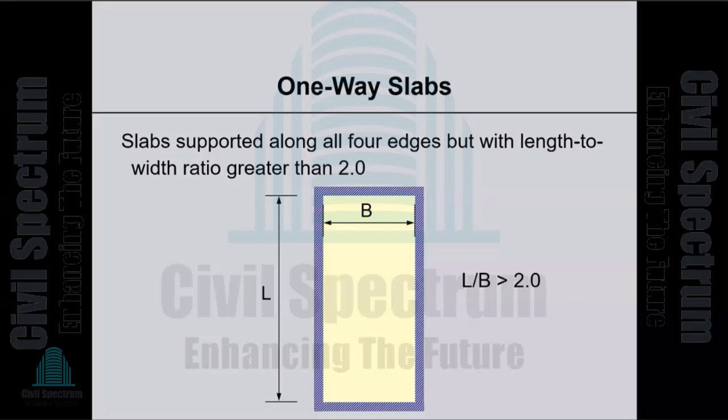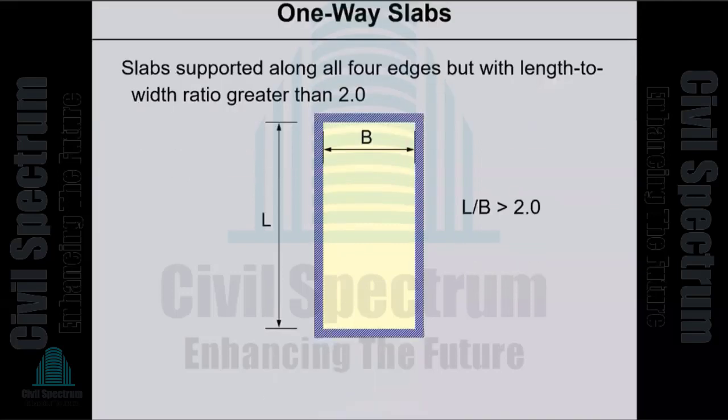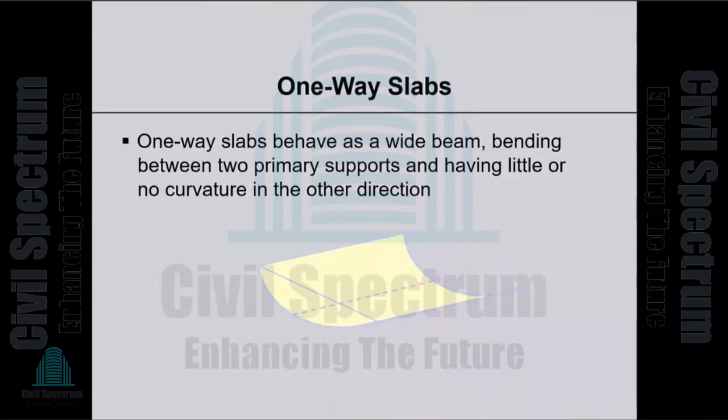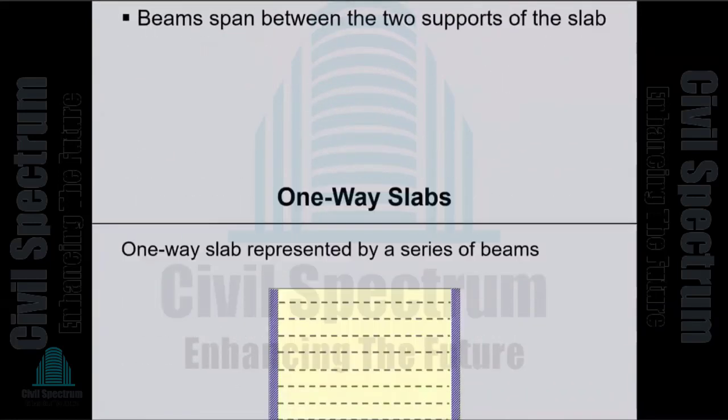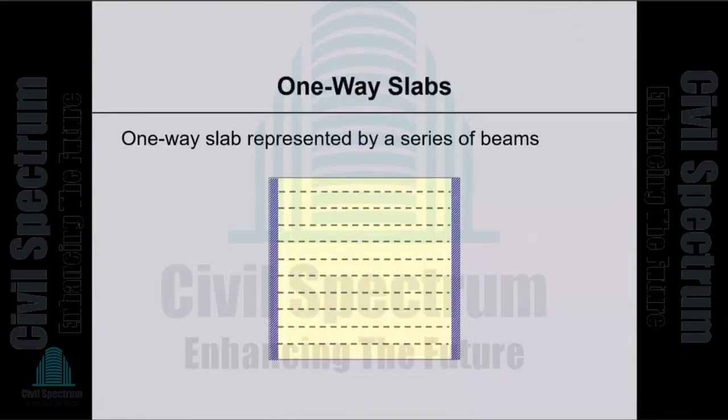Now, when the long dimension to short dimension ratio exceeds 2, the long direction bending becomes almost irrelevant. Very little load is transmitted by bending in the long direction. Almost all the load is transmitted by bending in the short direction. And then we treat this slab supported on all four sides as a one-way slab, a slab like this. And a one-way slab is like a series of beams supported on the actual supports.